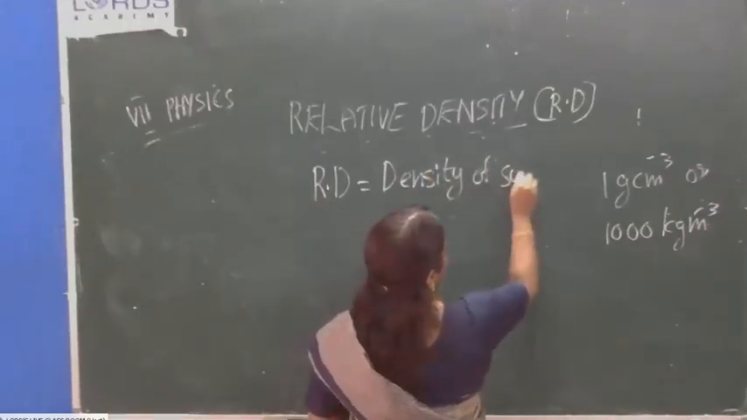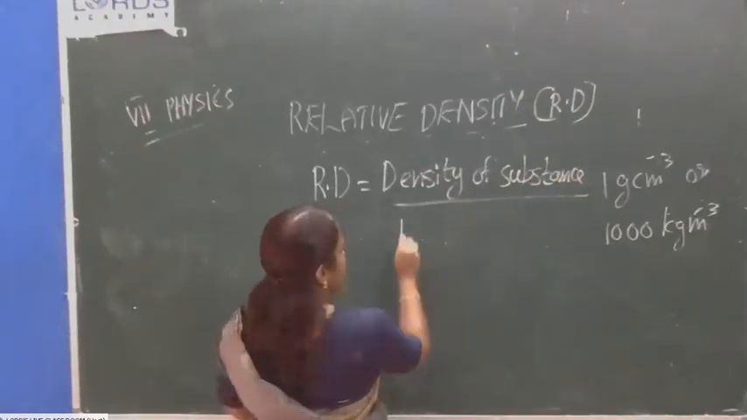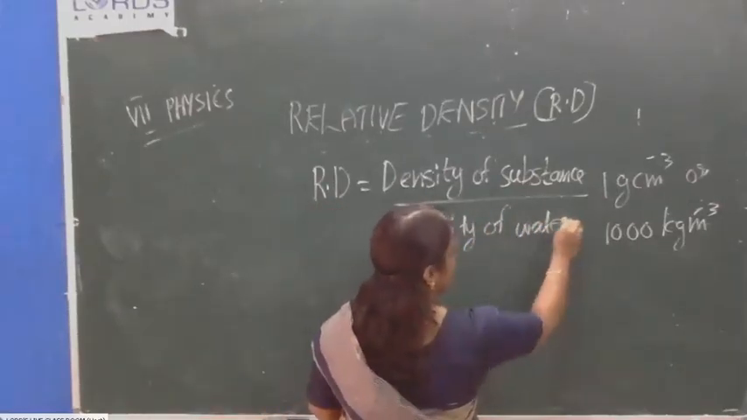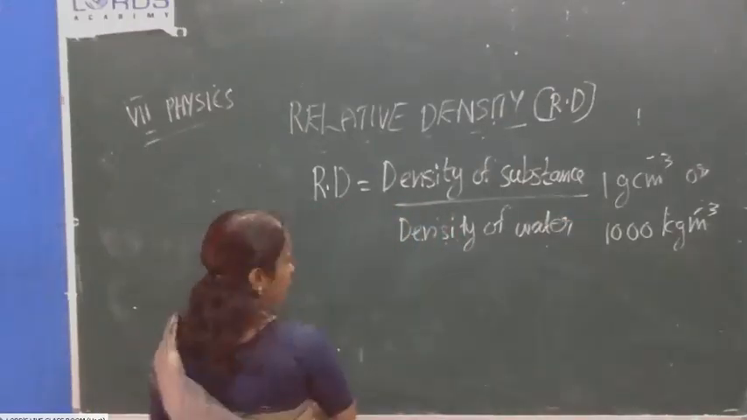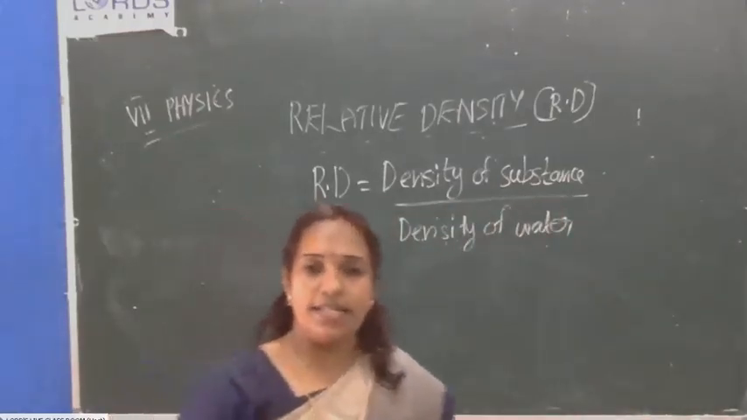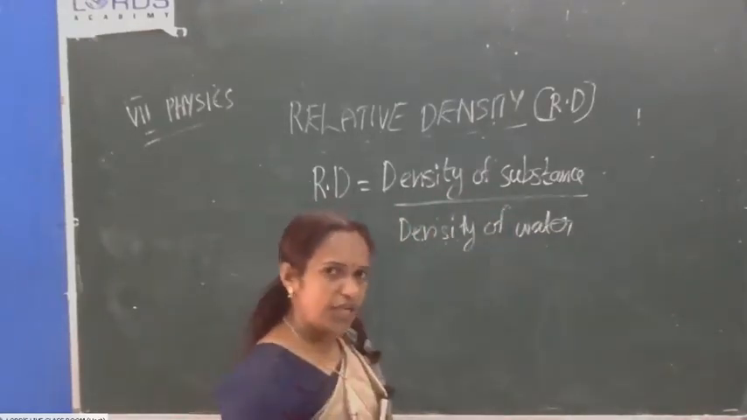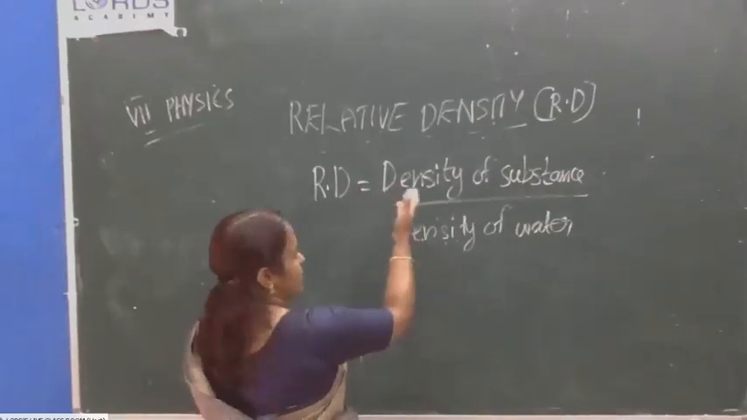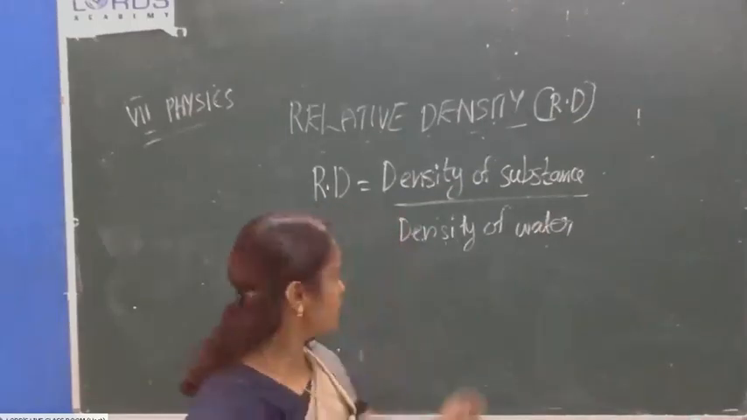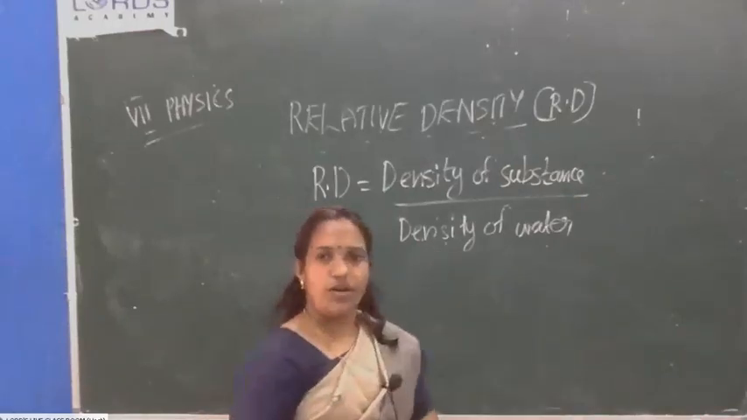Density of substance, any substance, it may be solid or a liquid, upon density of water. Okay, now itself you can study. Very important, and it's easy also. So if there is a question, define relative density: relative density is the ratio of density of substance to the density of water. Otherwise, you can simply write relative density is equal to density of substance by density of water. No need of more discussion. All of you know density of substance, mass upon volume. Then all of you know density of water also.